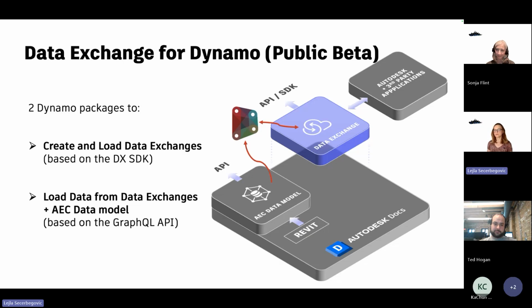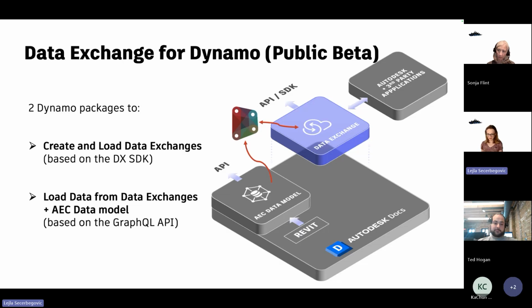Because we have two packages. One is for the AC data model and one is for Data Exchange. And the one for the AC data model basically uses this GraphQL API, which is a very lightweight API and gives you the possibility to read data. At the moment, we cannot write back data through this package. We can only read it.